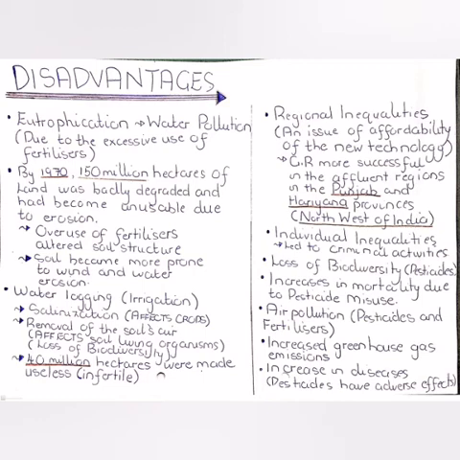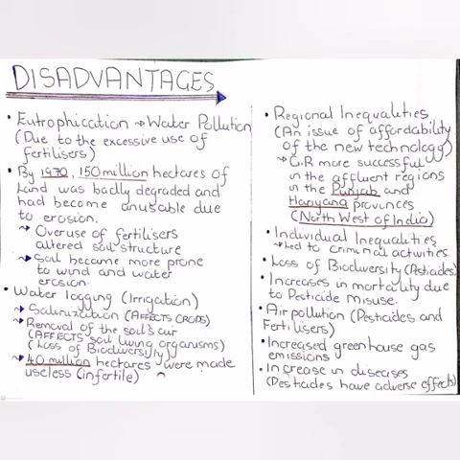The overuse of fertilizer destroyed and altered the soil structure, and this resulted in soil becoming more prone to erosion by wind and water. Waterlogging was also a great issue as it resulted in salinization, and it also resulted in the removal of the soil's air, which was a vital component of soil as a lot of organisms depended on this air for survival. 40 million hectares were made useless or infertile.